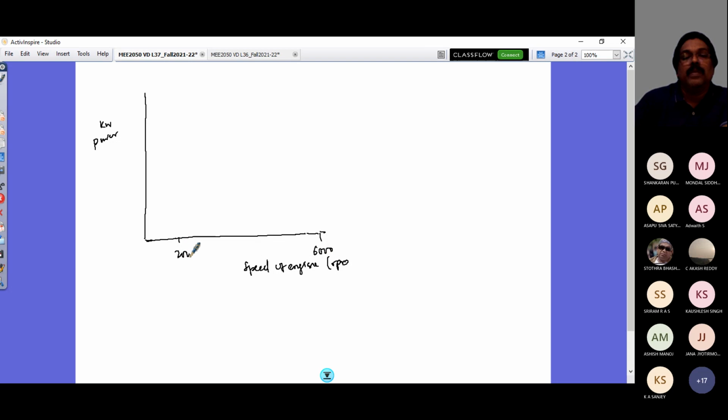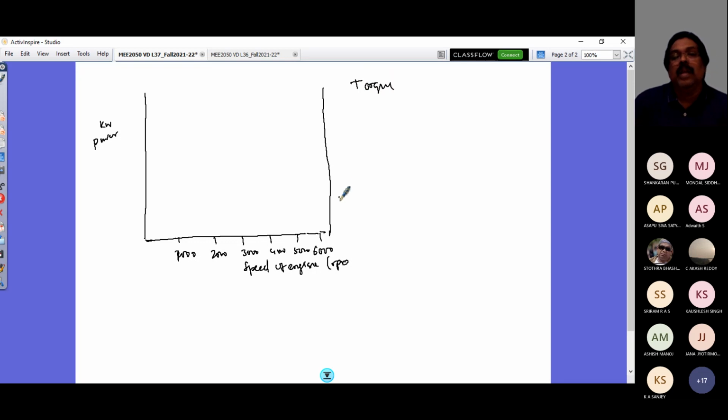So this is 1000, 2000, 3000, 4000, 5000 and 6000 RPM. And I also have another scale here, which is for torque, engine torque.